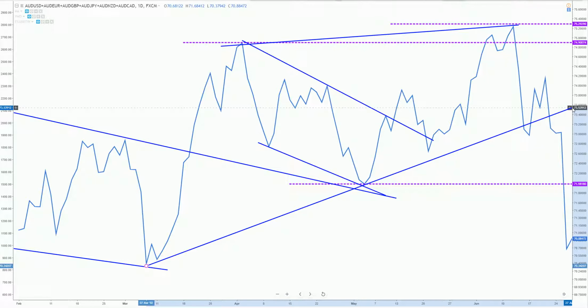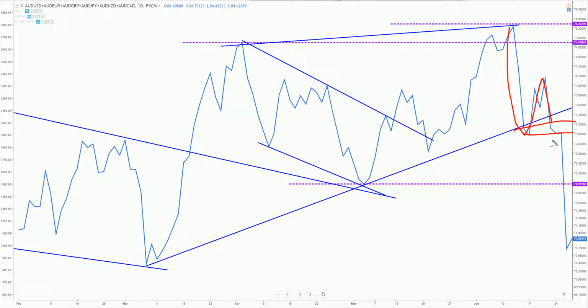So there it is. It comes down, it bounces off of it, comes right back down. You can stop out somewhere in here, and then the whole thing falls apart. So I ask you, is this a complete structure? And the answer is yes.